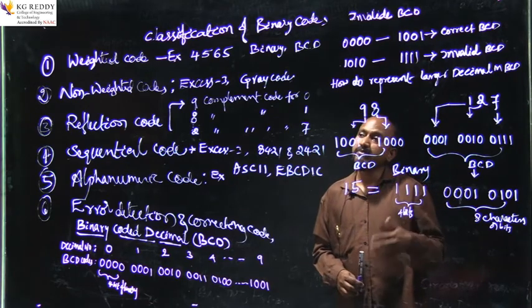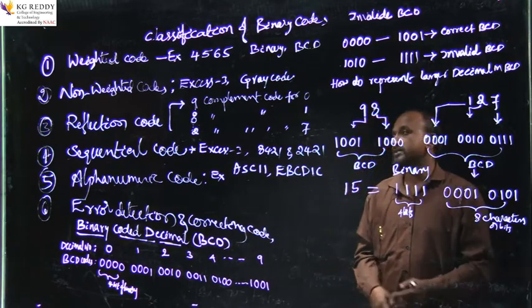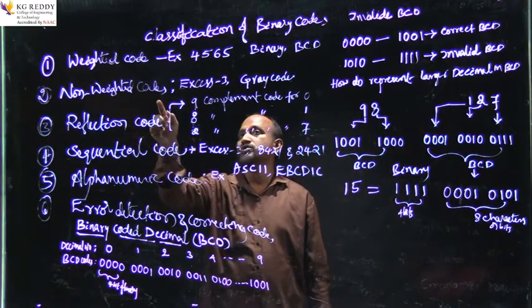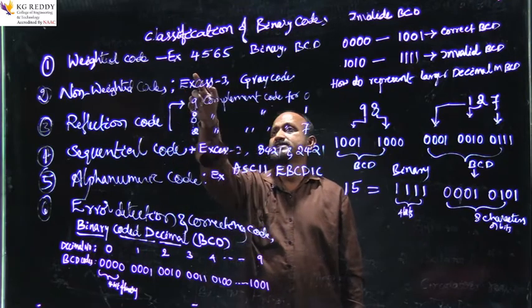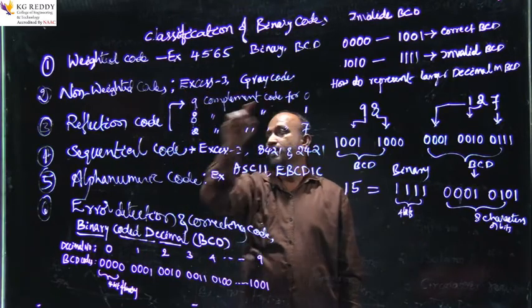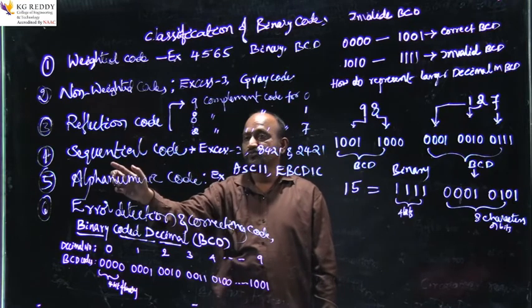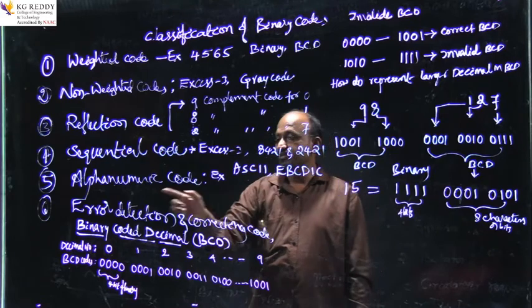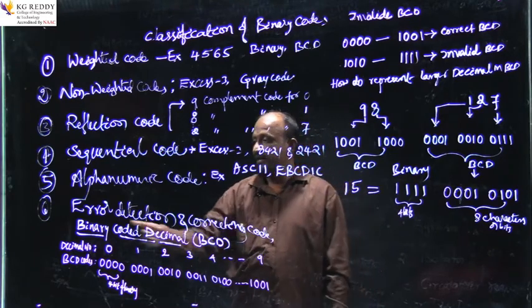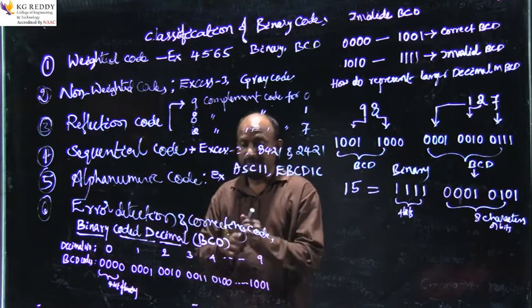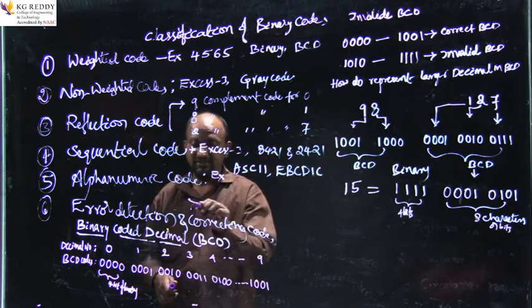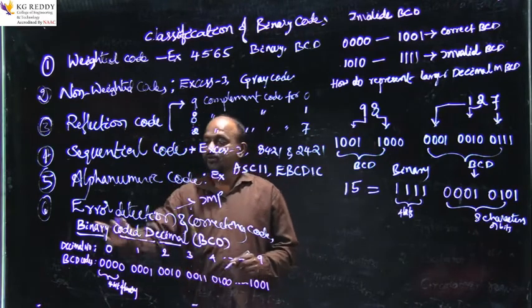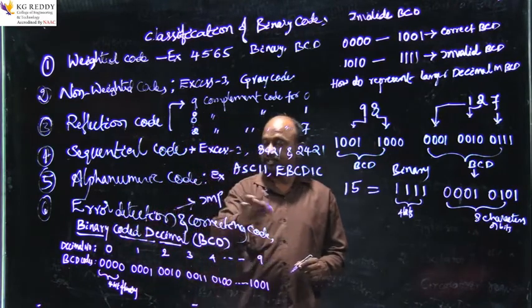In the next classes we will discuss in depth the reflected codes, and also non-weighted codes, for example excess-3 code and Gray code. What is the excess-3 code and what is the Gray code? We'll discuss that in the next video. We'll also see sequential codes, for example 8421 and 2421, the ASCII code and EBCDIC code, and also a very important point: error detection and correction, which is very important from the exam point of view and also the communication point of view. We will discuss error detection and correction in the coming video.